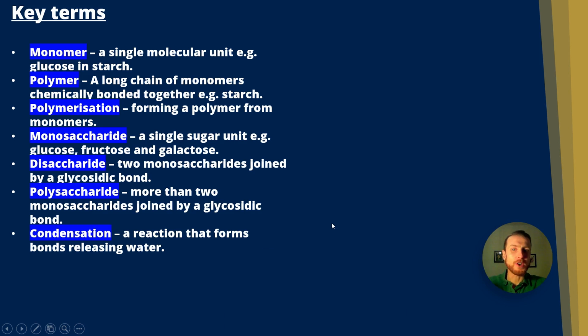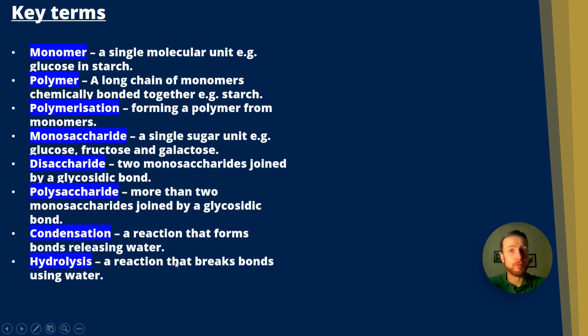Next up, condensation is a reaction that forms water and bonds. So it's a reaction that forms bonds releasing water. Hydrolysis is a reaction that breaks bonds using water. So think of hydro, water, lysis, splitting: water splitting, using water to break a bond.